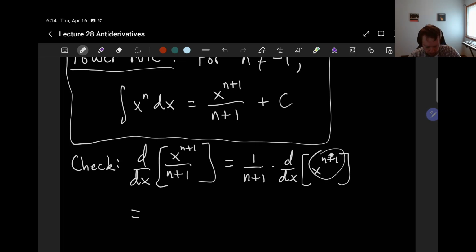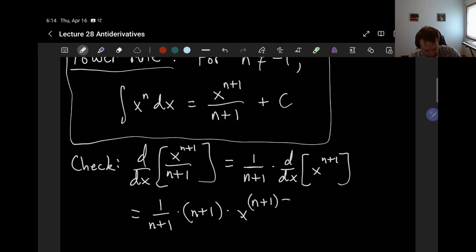And then we do power rule on this, our old derivative power rule. And so you would bring that power down, and then we have times x to the n plus 1, subtract 1 from the power. These n plus 1s here cancel, and the plus 1 and minus 1 cancel each other. So we get back to x to the n. So we indeed found a good antiderivative formula for x to the n.